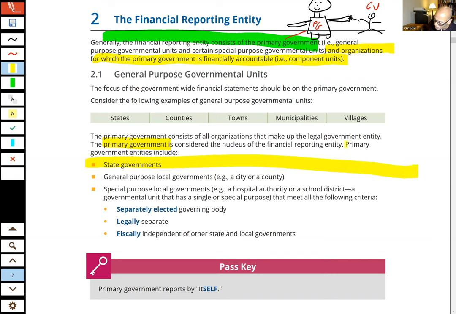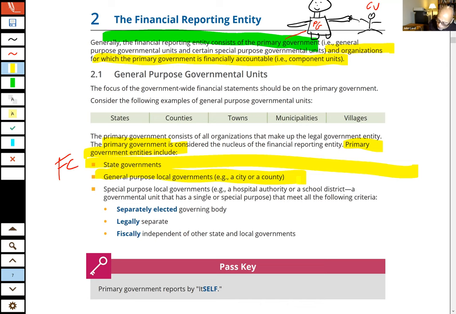State government is automatically considered primary government. So is the state of California a primary government? Yes. Is Rhode Island a primary government? Yes. Any general purpose government, city or county, is a primary government. Is the city of San Francisco a primary government? Is the city of Hayward, believe it or not, a primary government? Yes, because it's a general purpose government, it's a city.